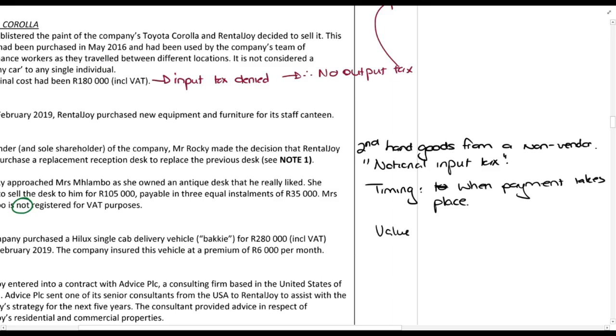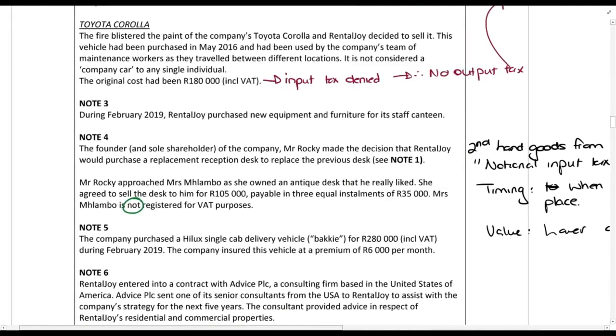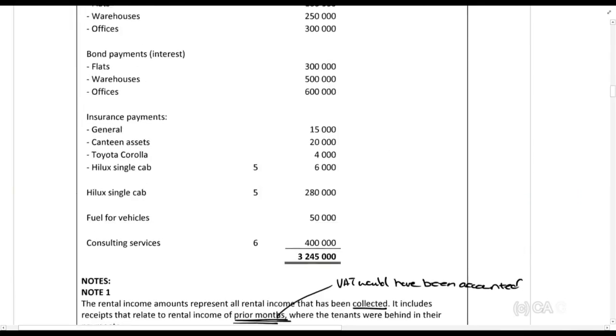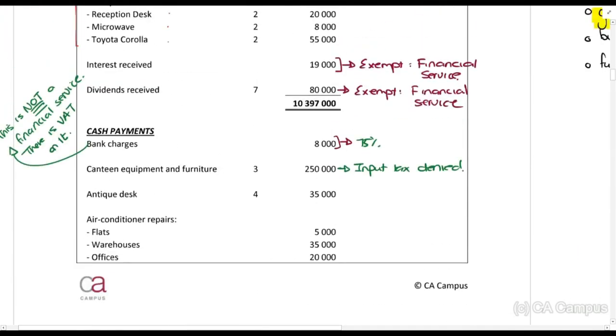And the value, lower of cost or open market value. Right, so they tell you 3 equal installments of 35,000. If you say 35,000 times 3, it gives you 105,000 rands. So what is important here, if I take us back up, you can see here, this is the cash amount. So you will use this for your notional input tax.